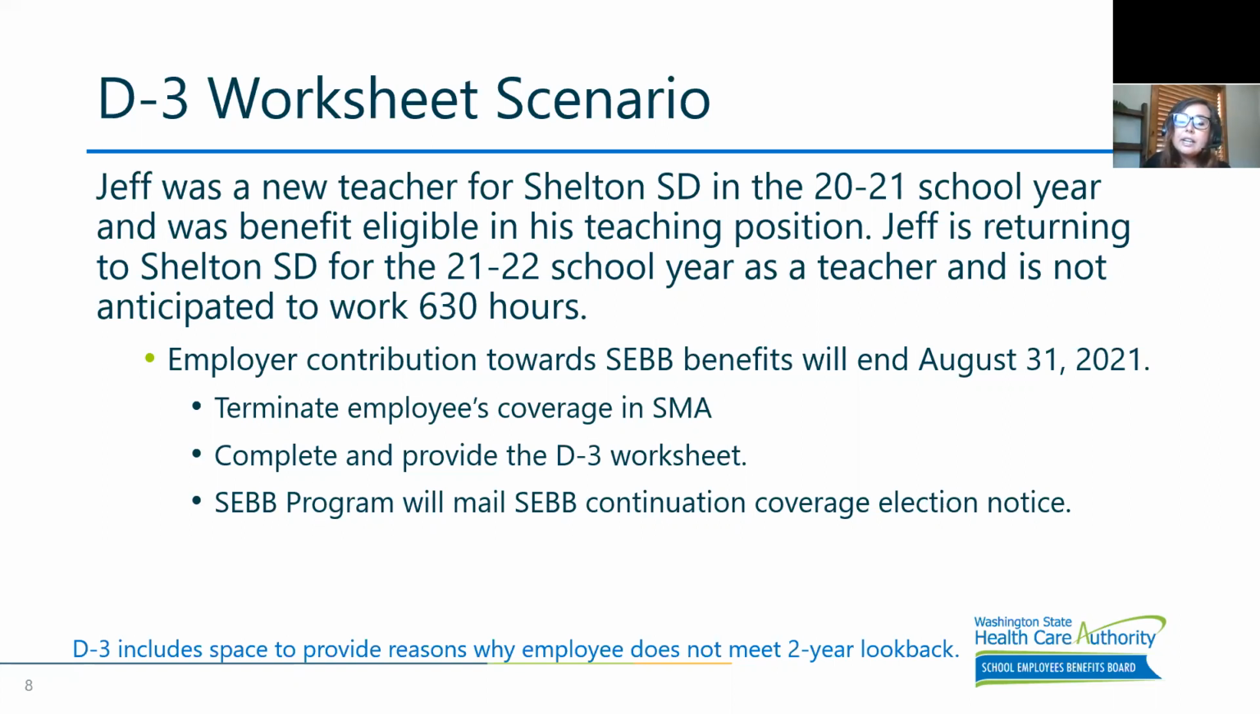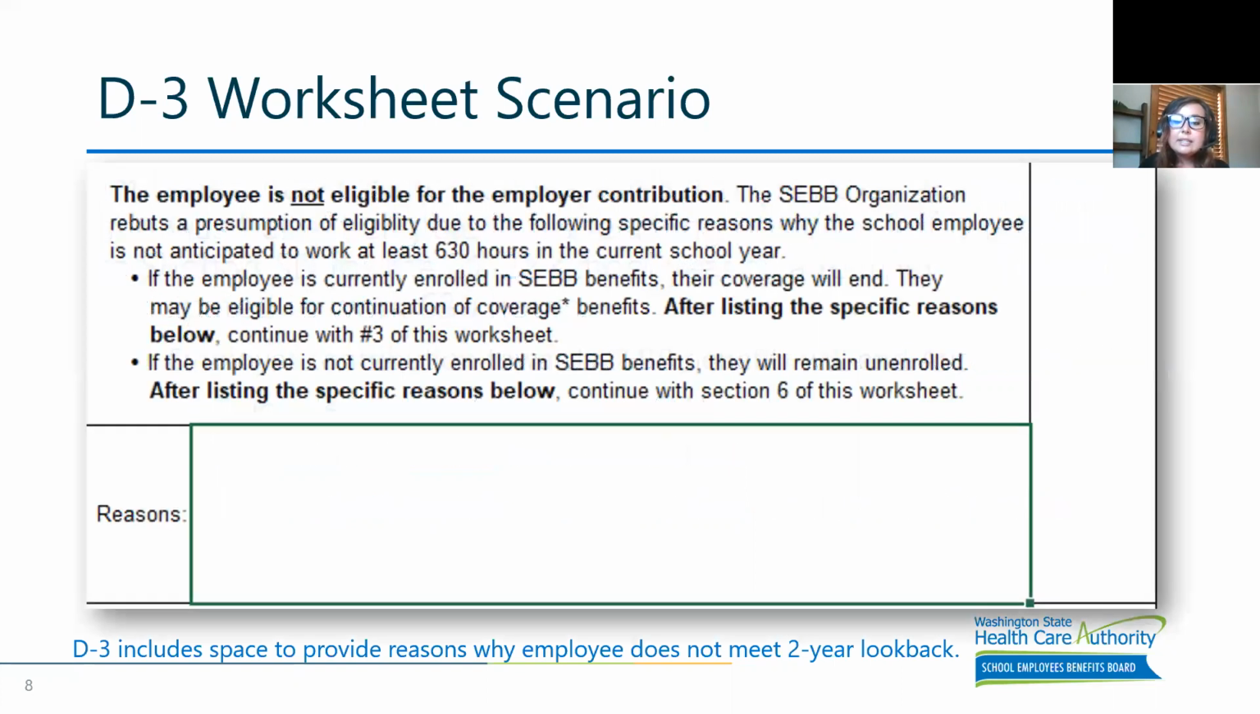Now, one thing that I do want to point out, if Jeff was not a new employee and happens to qualify for that 2-year look back period, but for some reason is not anticipated to work at least 630 hours in the next school year, a D3 worksheet will still need to be completed, and you will need to provide specific reasons as to why Jeff is not anticipated to work 630 hours in the next school year. So here is a screenshot of what that section looks like on the D3 worksheet.